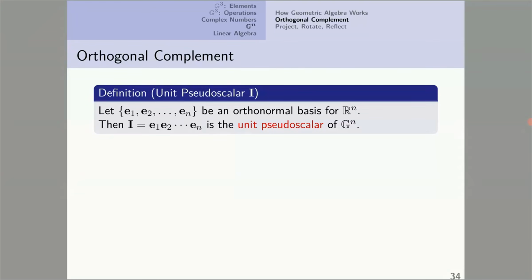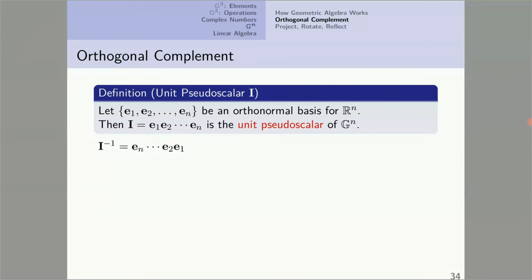A definition. Let e1 up to en be an orthonormal basis for Rn. Then I, the product of the elements of the basis, is called the unit pseudoscalar of Gn. We used a lowercase i equals e1e2 for the pseudoscalar of G2, the pseudoscalar of a plane.